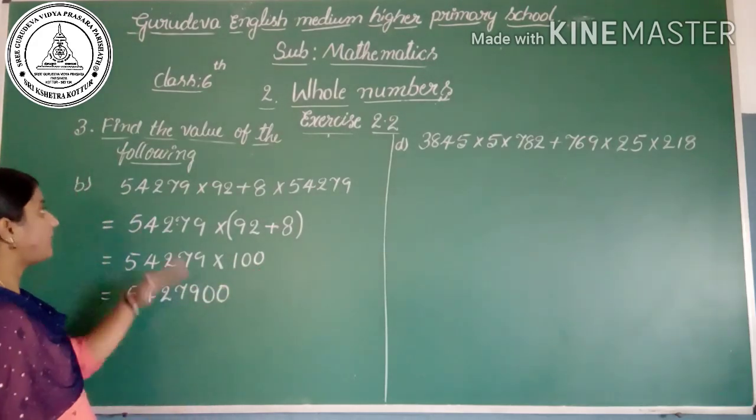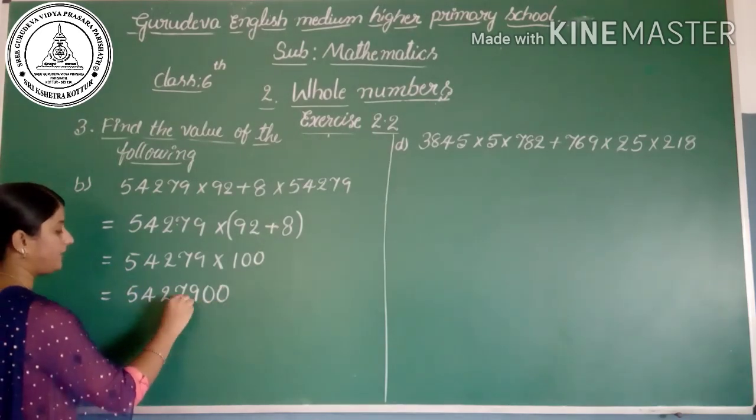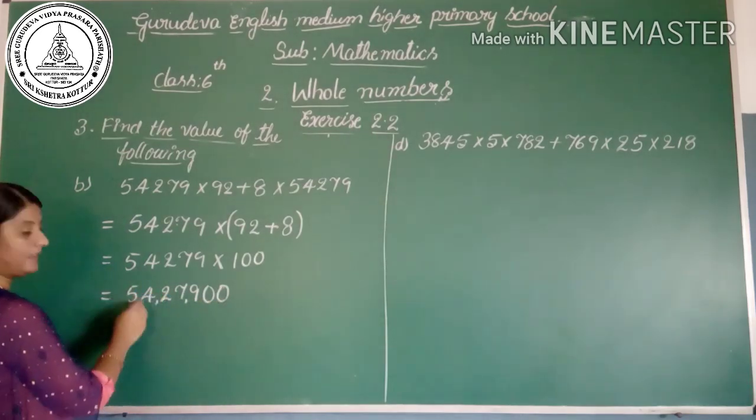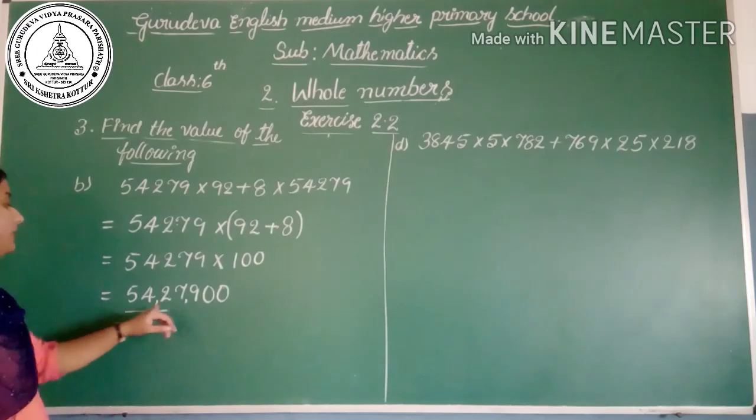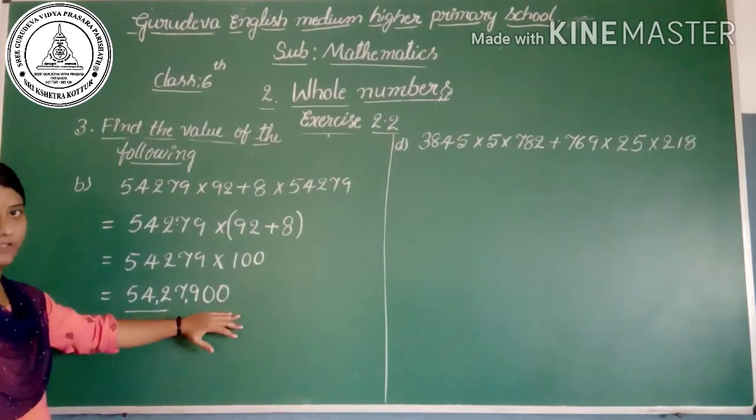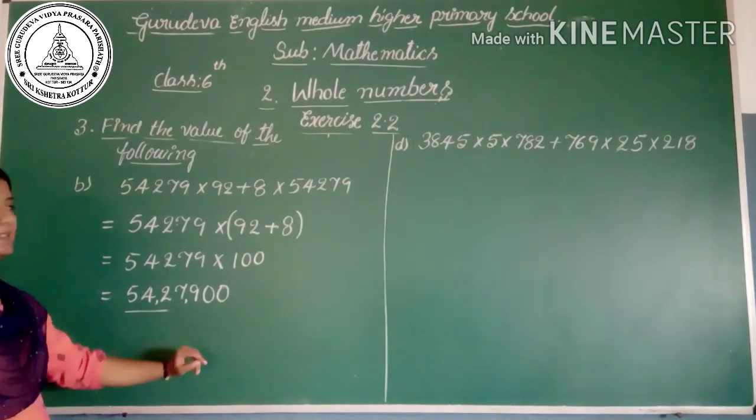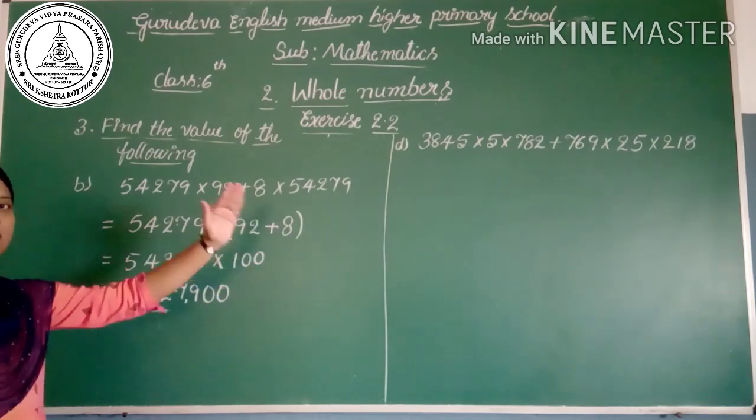Then what is the product of the given number? That is ones, tens, 100, 1000, 10,000, lakh, 10 lakh. That is 54 lakh 27,900. Okay. Yes. Similarly, we have to solve the D question.